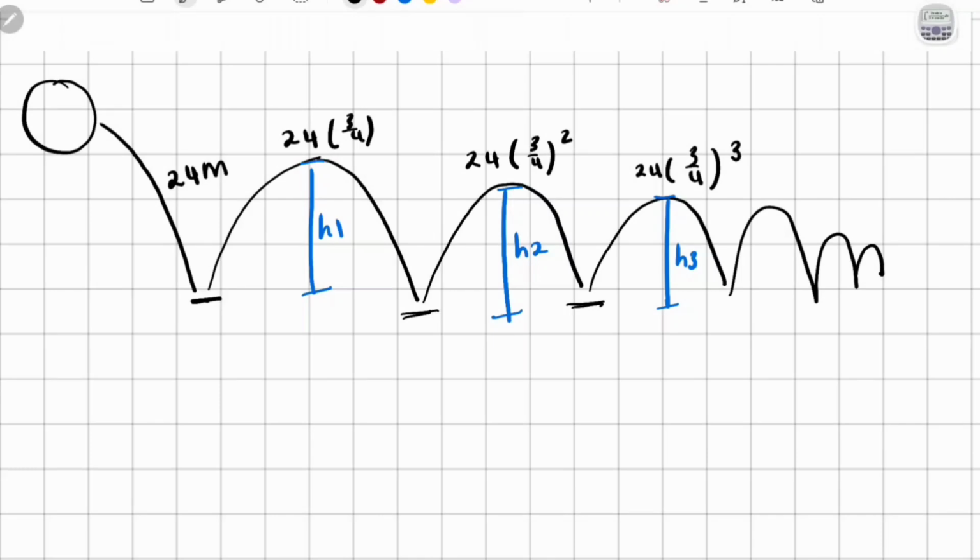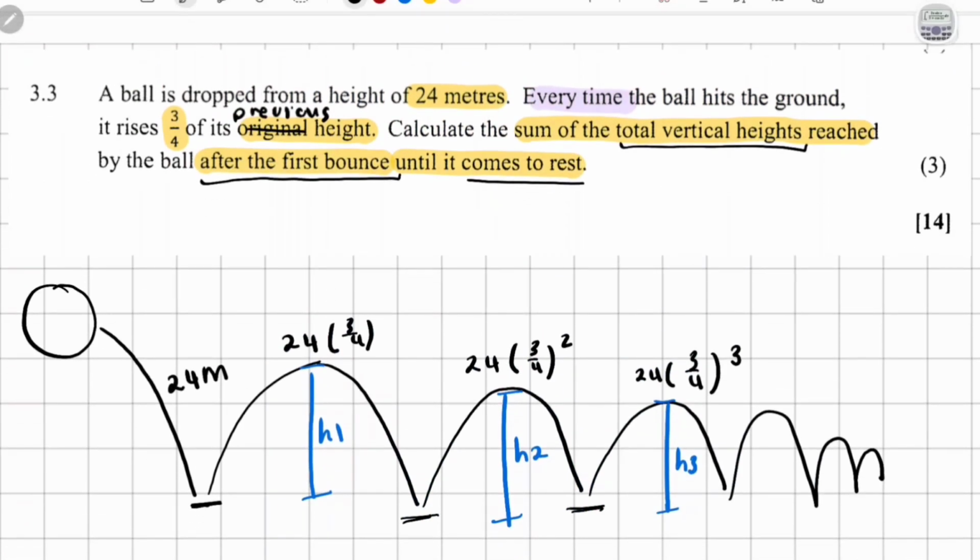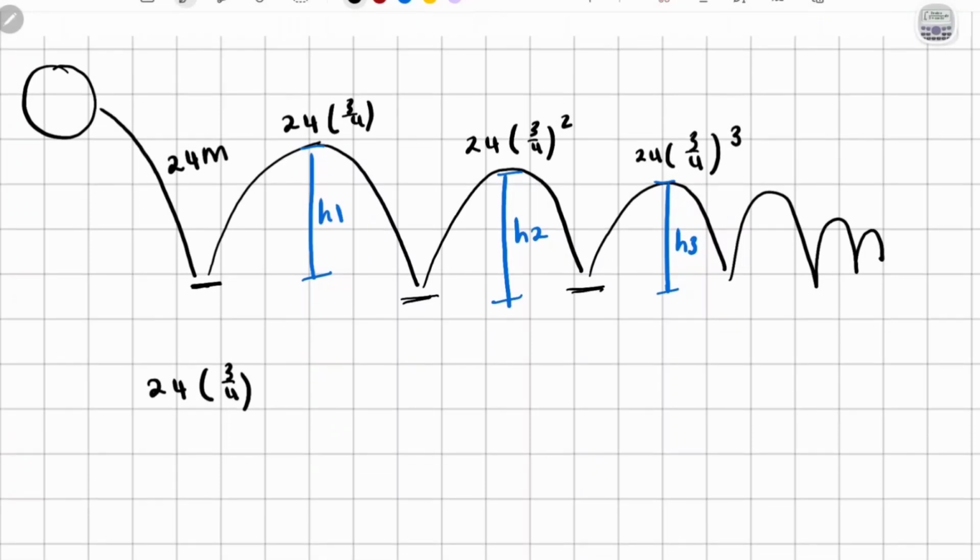So let's go ahead and write the pattern. The first term that we have is 24 times 3 over 4. Okay, that is our first height, because clearly they tell us the sum of the total vertical height reached after the first bounce. There's the first bounce, then it goes up. That's the first height, okay? So after the first bounce. Then, of course, the second one would be 24 times 3 over 4 squared, then 24 times 3 over 4 to the power of 3. And this will keep going, heading towards 0, getting closer and closer to 0. It will not go beyond 0.